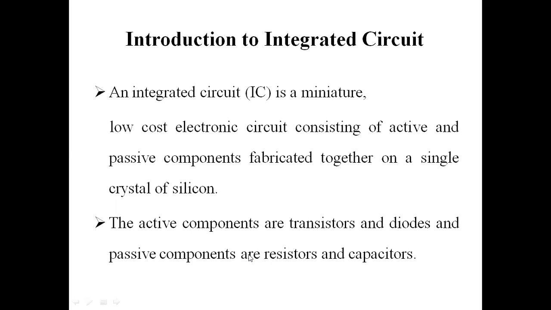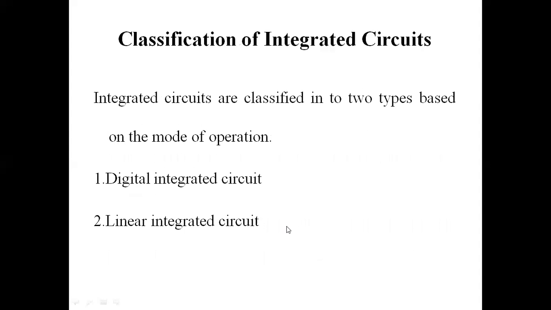What does an integrated circuit mean? It is a miniature, small, low-cost electronic circuit consisting of active and passive components fabricated together on a single crystal of silicon. Here the active components are transistors and diodes, and the passive components are resistors and capacitors.